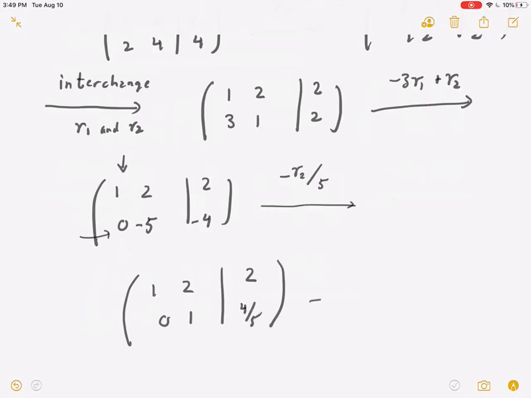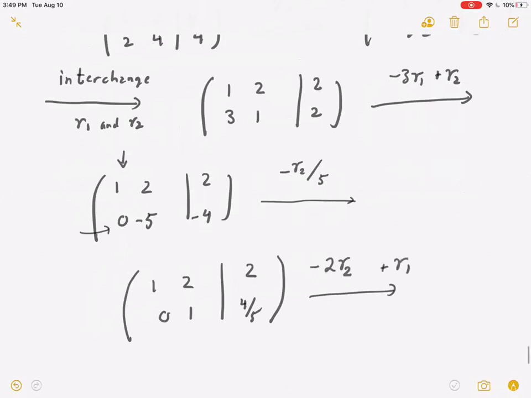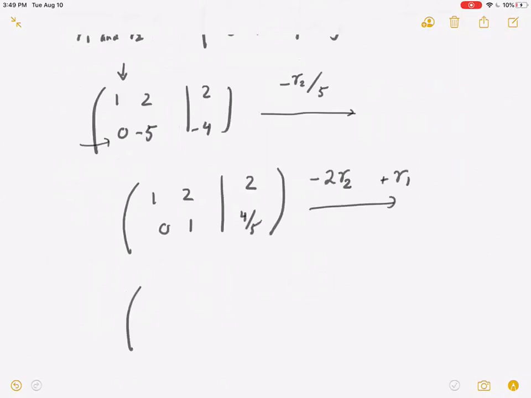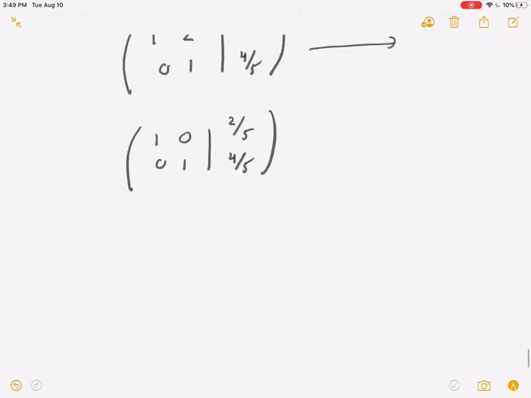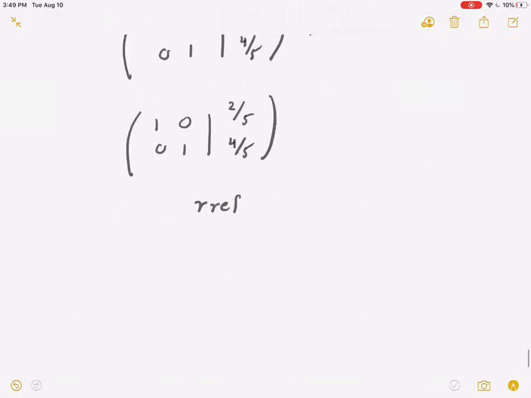And then let us take a Xerox copy of row 2, multiply it by -2, add that to row 1. And you should be able to show that these are the matrix elements you get. And I now have my augmented matrix in reduced row echelon form.